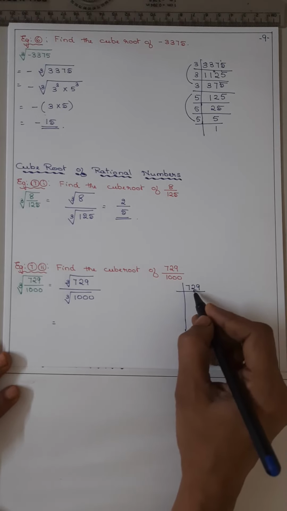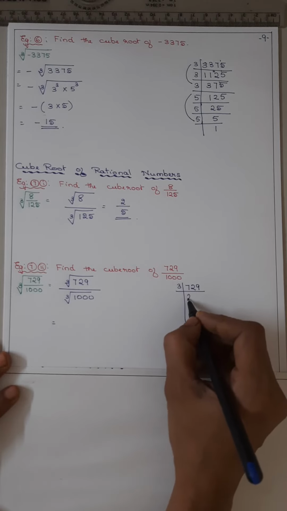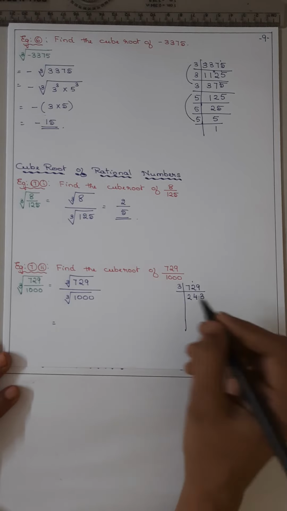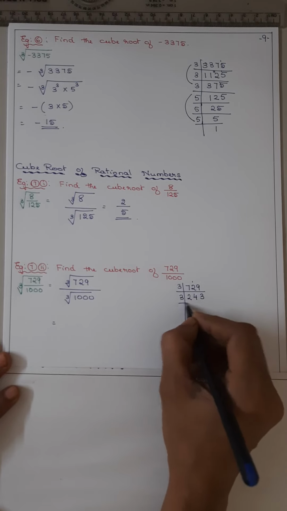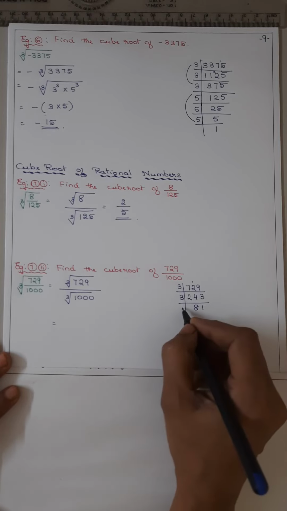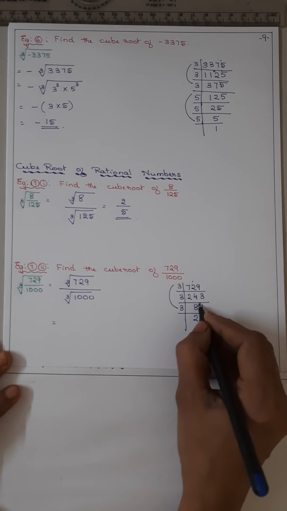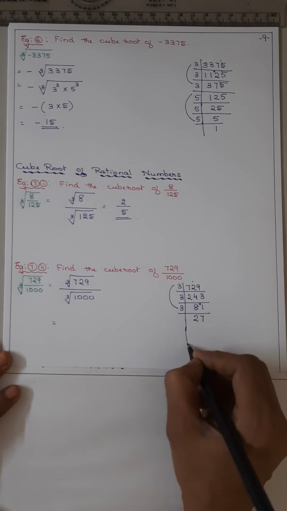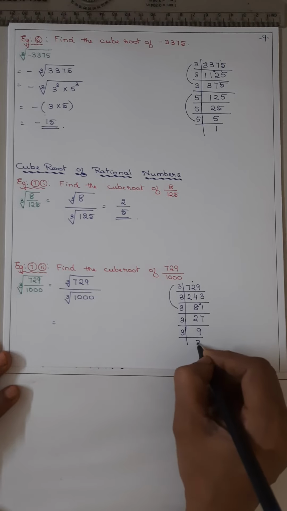So 7 plus 2 is 9, 9 plus 9 is 18. So start with 3. 3 2s are 6, 1 remains, 3 4s are 12, 3 3s are 9. Now 6, 7, 8, 9, 3 8s are 24, 3 1s are 3. Again 3, 3 2s are 6, 2 remains, 3 7s are 21. 3 9s are 27, 3 3s are 9, 3 1s are 3.